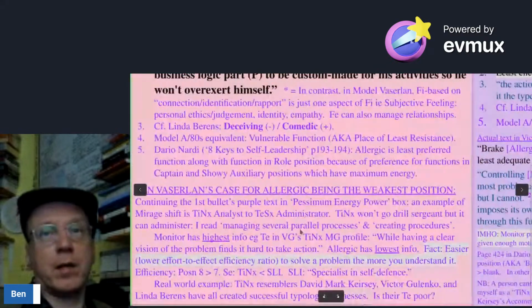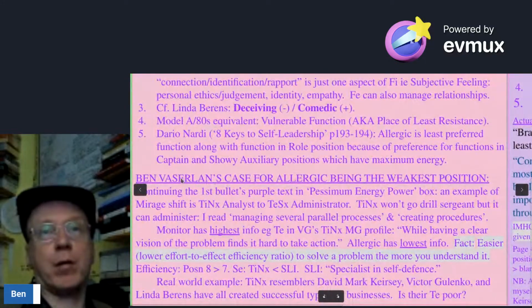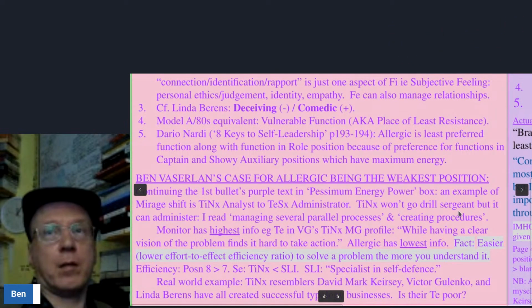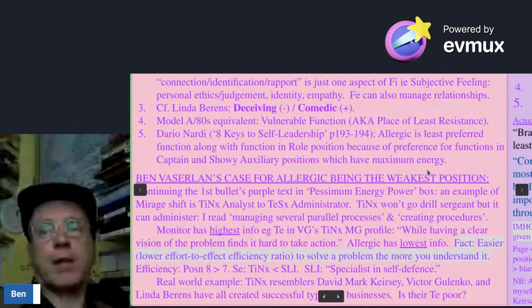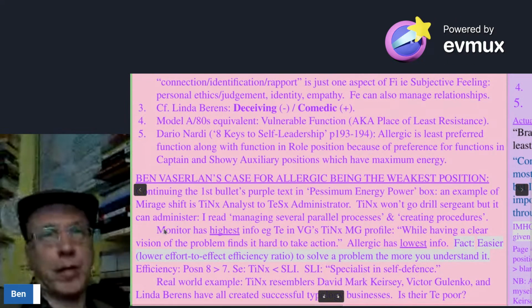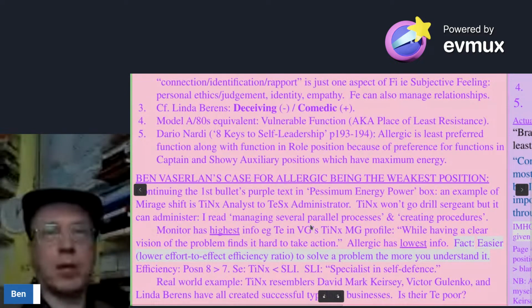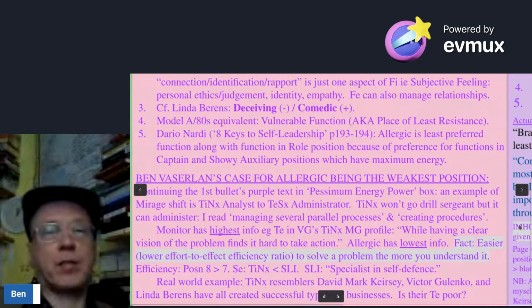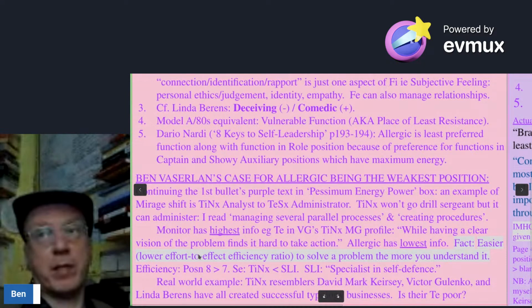And I've put here about effort to effect ratio. Yeah, my case for the allergic being the weakest position. Right. INTP won't go drill sergeant, but he can go administer, managing several parallel processes and creating procedures. Now, monitor has highest info, so that's this one. That would be TE in INTP. Highest info, e.g. TE in INTP, whilst having a clear vision of the problem, finds it hard to take action. Allergic has lowest info.